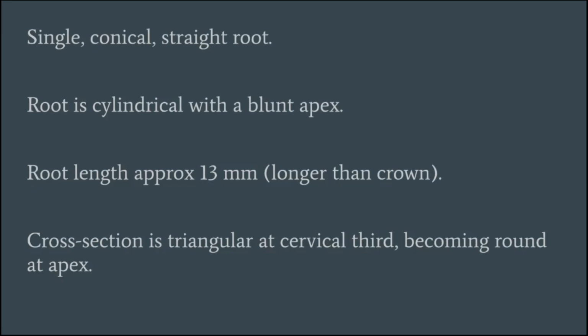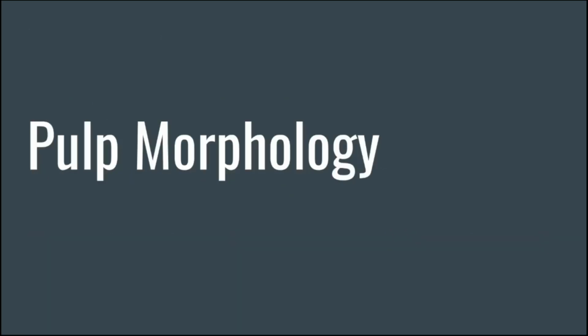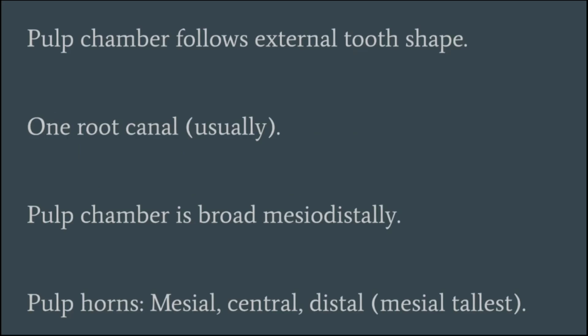When you do the cross section of the incisors, you can see the triangle at the cervical third, and lower down, you can see the round aspect in the apex area. So what does the pulp look like? The pulp chamber follows the external tooth shape, you can see. One root canal will be there, only one single canal.